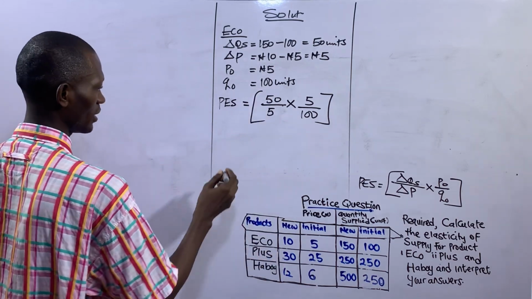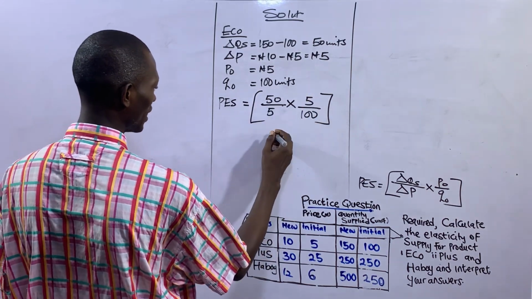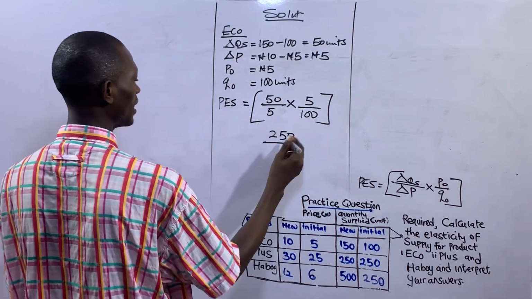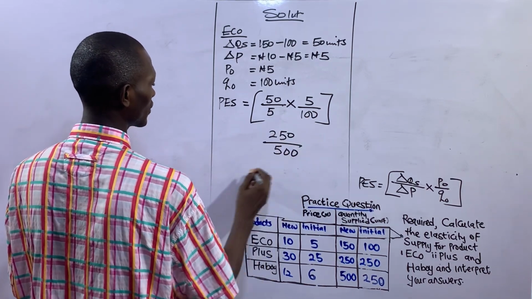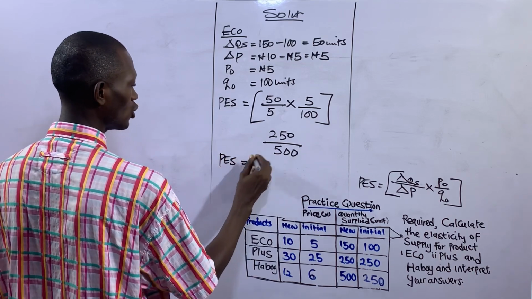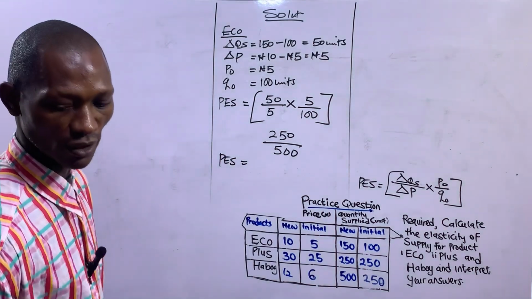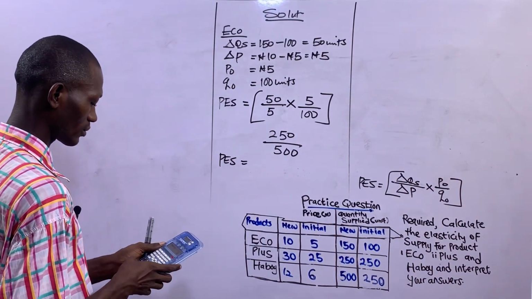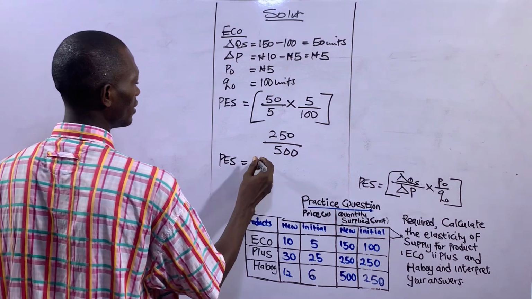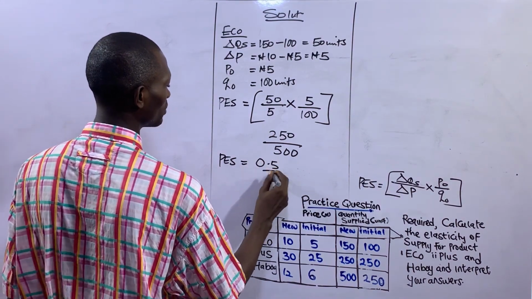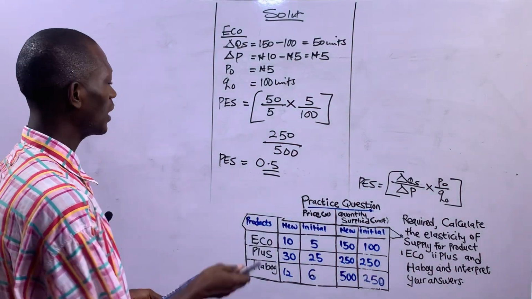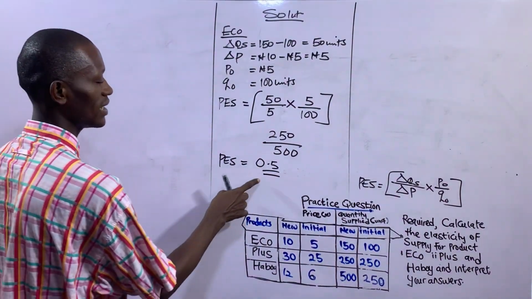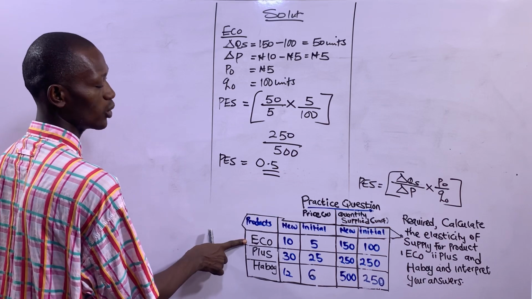Then let's do the multiplication. 50 times 5, that gives us 250, divided by 5 times 100, that's 500. So price elasticity of supply now, 250 divided by 500, that should give us 0.5. So this 0.5 we've gotten is the price elasticity of supply for product echo.